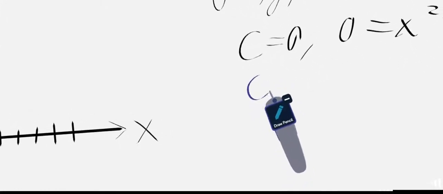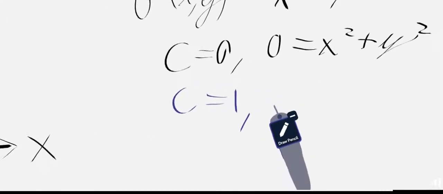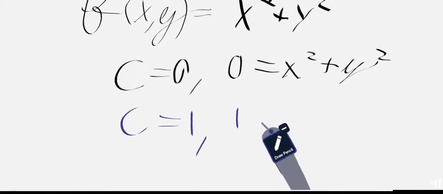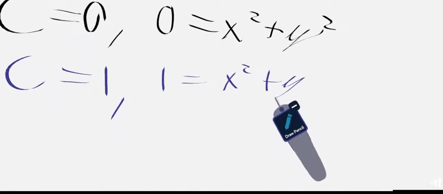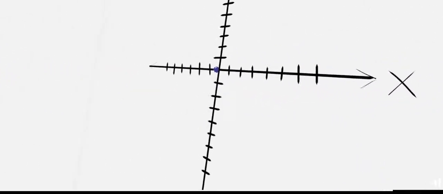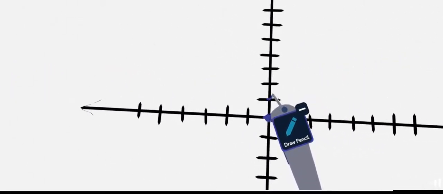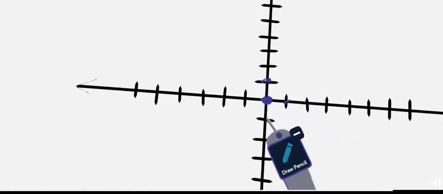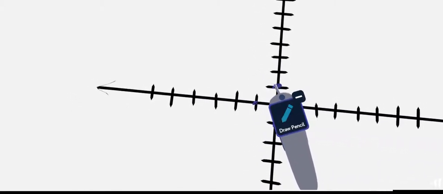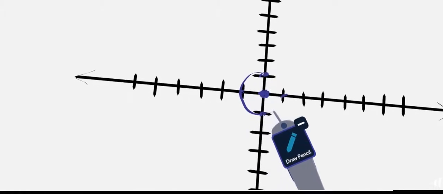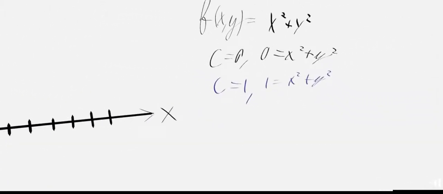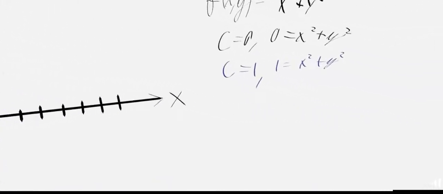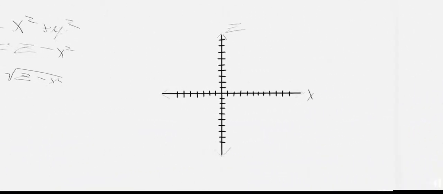So let's say c equals 1 this time. 1 would equal x squared plus y squared. Again, that's pretty easy. The radius is 1 in each direction. And so you get the general idea. That's pretty easy, but like I said, let's try it from a different angle.